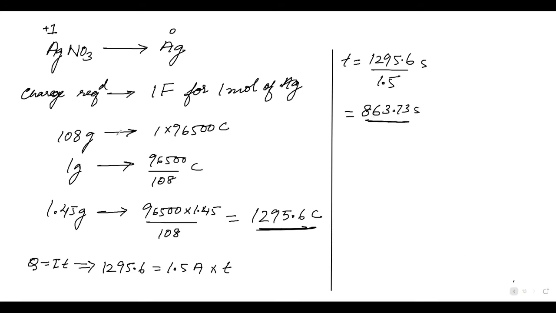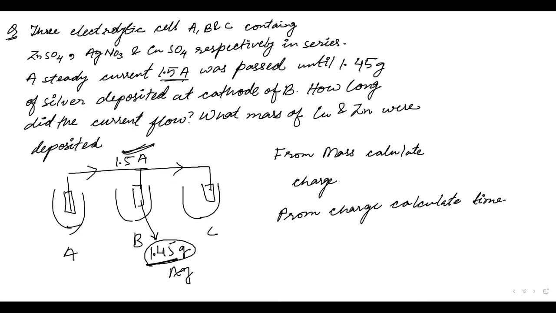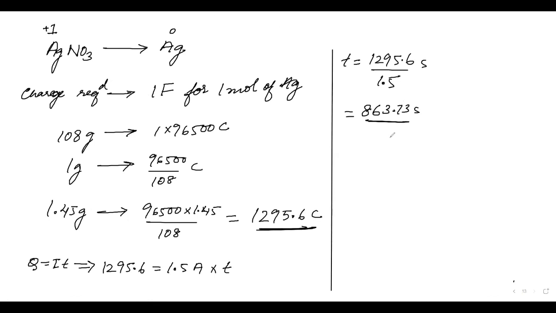The first question you have done already. What is the time required? How long did the current flow? The current flowed for 863.73 seconds. You can approximate it as 864 seconds. So how many minutes will this be? This will be equal to 864 divided by 60 minutes, which is 14.4 minutes.